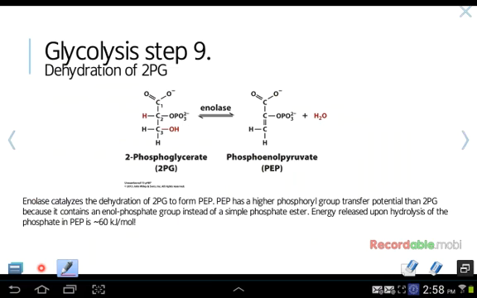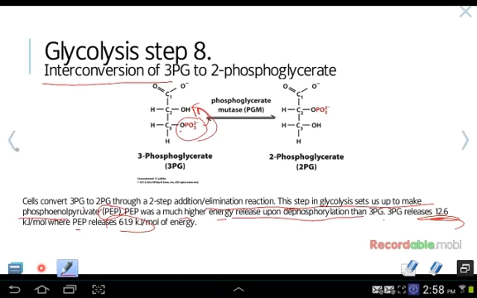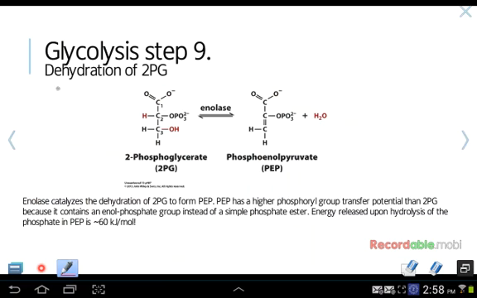All right, so now coming back to glycolysis, step 9. Let's go back to step 8 real quick so we can remember where we are. In step 8, we have 3-PG, and we did an isomerase or mutase reaction to make 2-PG. Remember, this is setting us up to make PEP. So in step 9, we have dehydration of 2-PG. We remove a molecule of water using the enzyme enolase in order to create phosphoenolpyruvate, or PEP. Just to recap, enolase catalyzes the dehydration of 2-PG to form PEP.